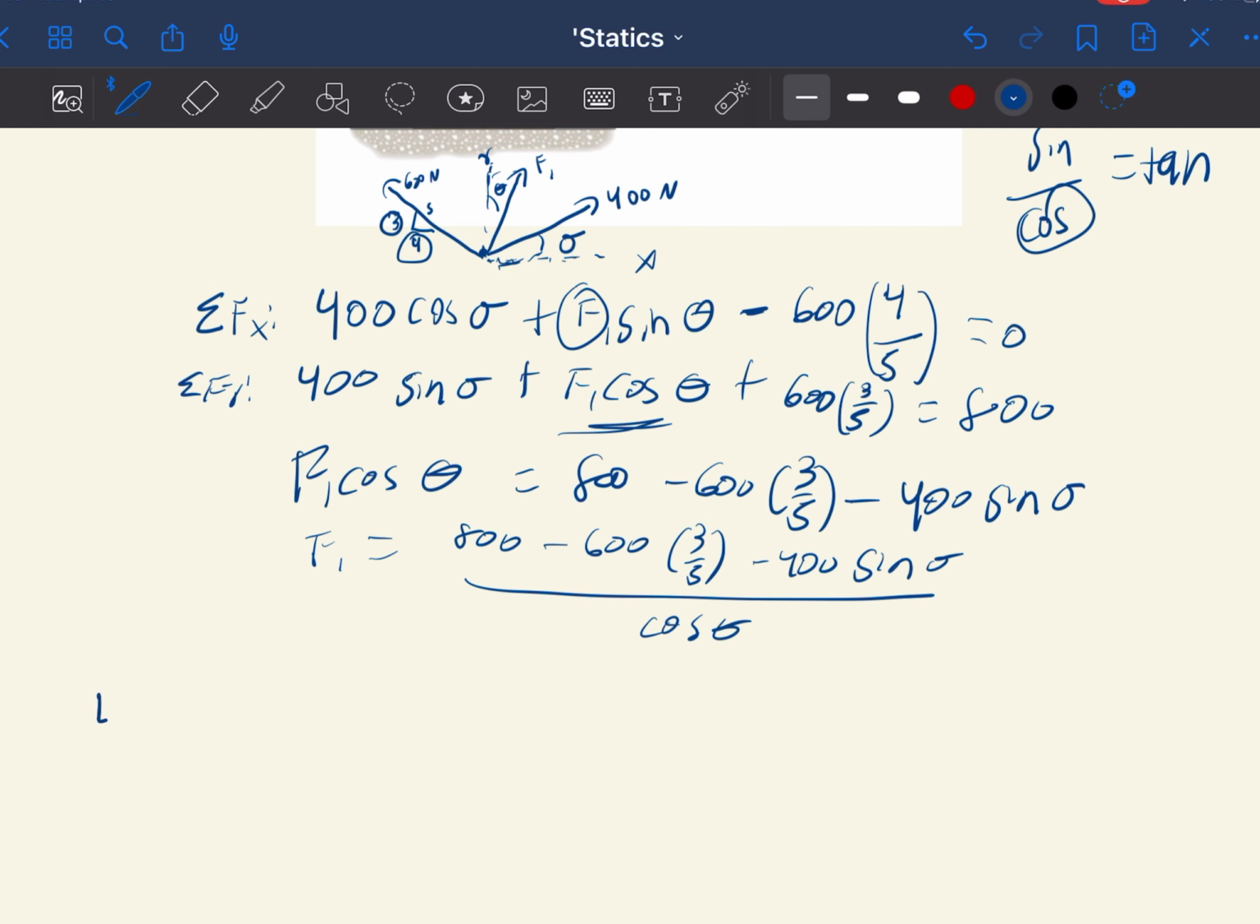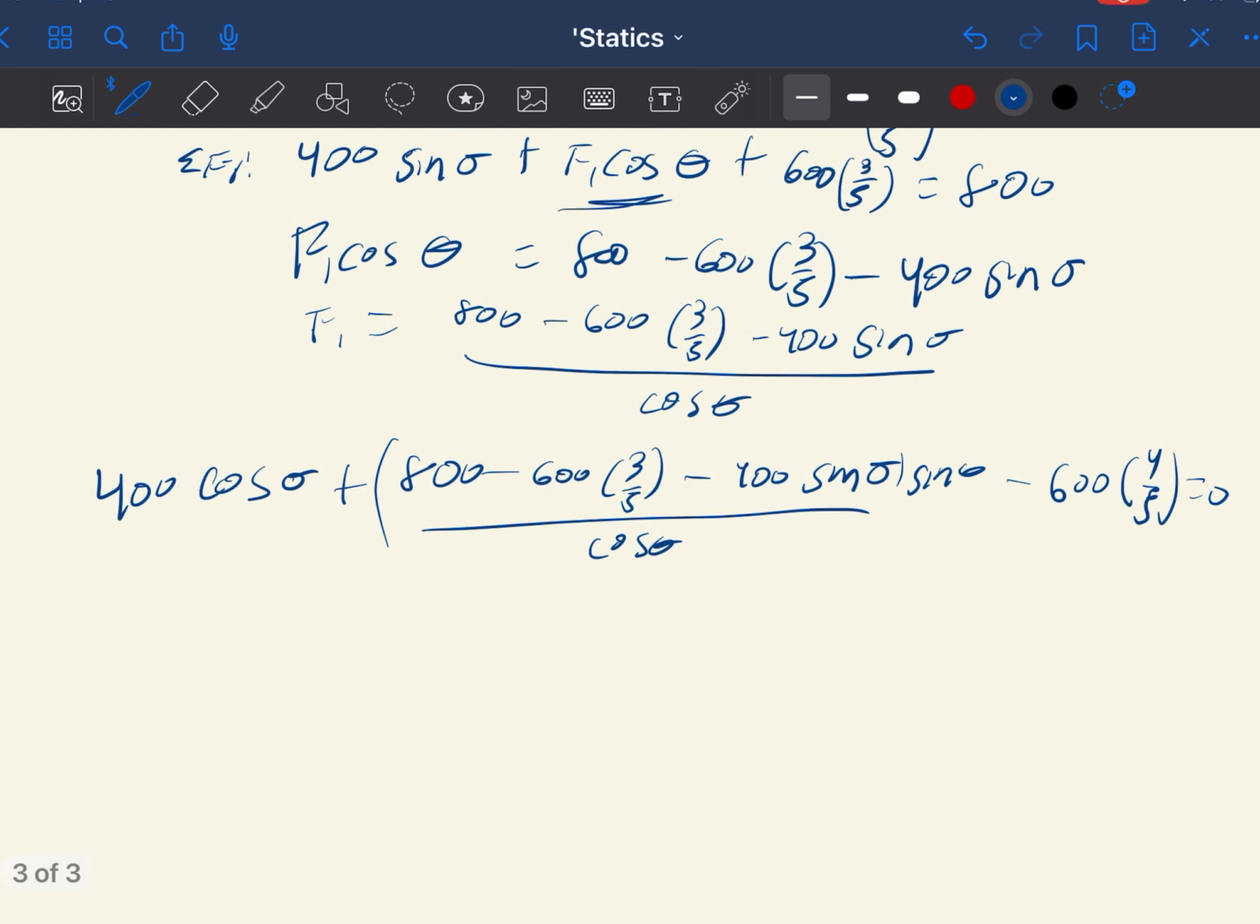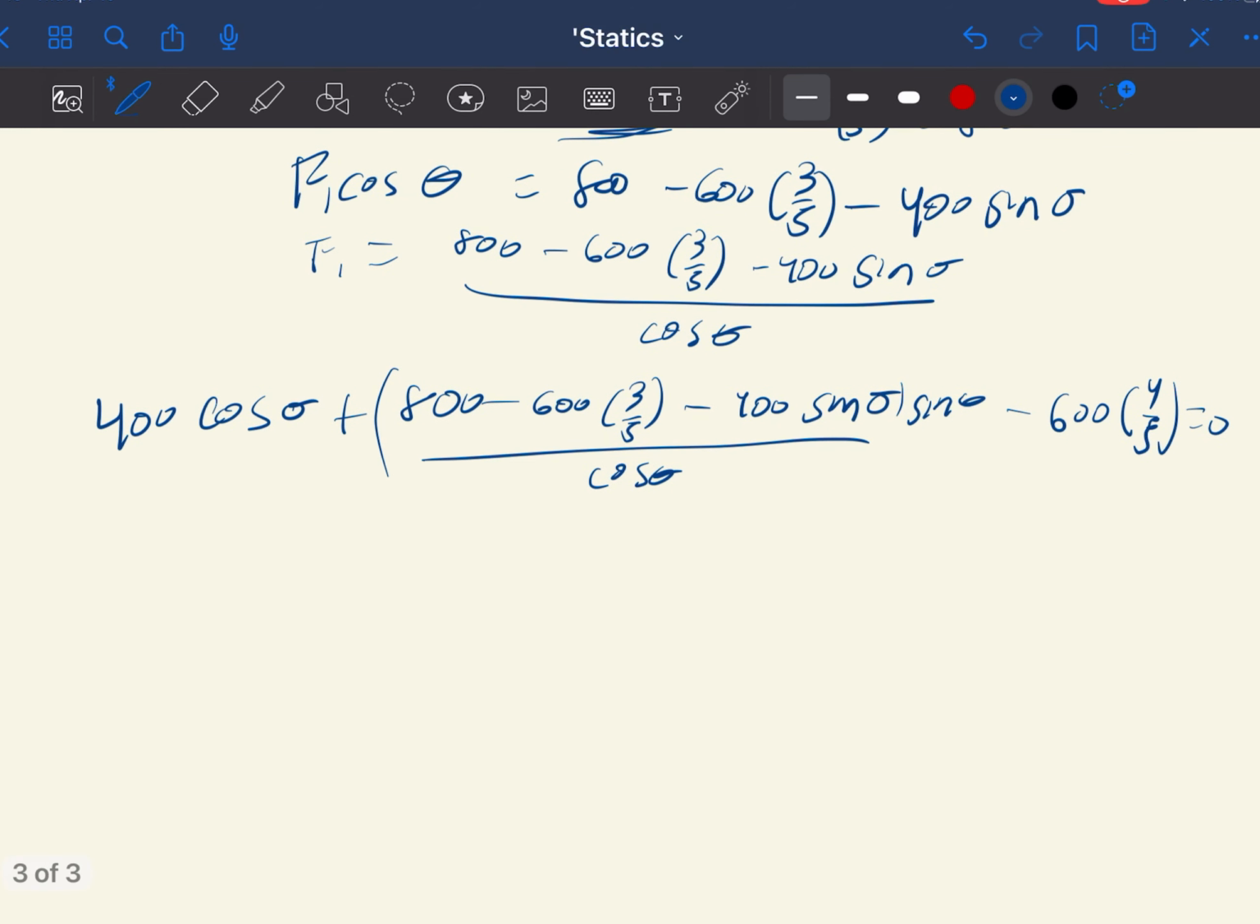So we're going to have 400 cosine sigma plus 800 minus 600 times 3/5 minus 400 sine sigma, all divided by cosine theta, and then all of this is multiplied by sine theta. We're going to subtract 600 times 4/5, and this equals 0. So now, you see we have this cosine in the denominator and the sine in the numerator. We can convert that into a tangent, and we're just going to move this over to the right-hand side so we can start solving.